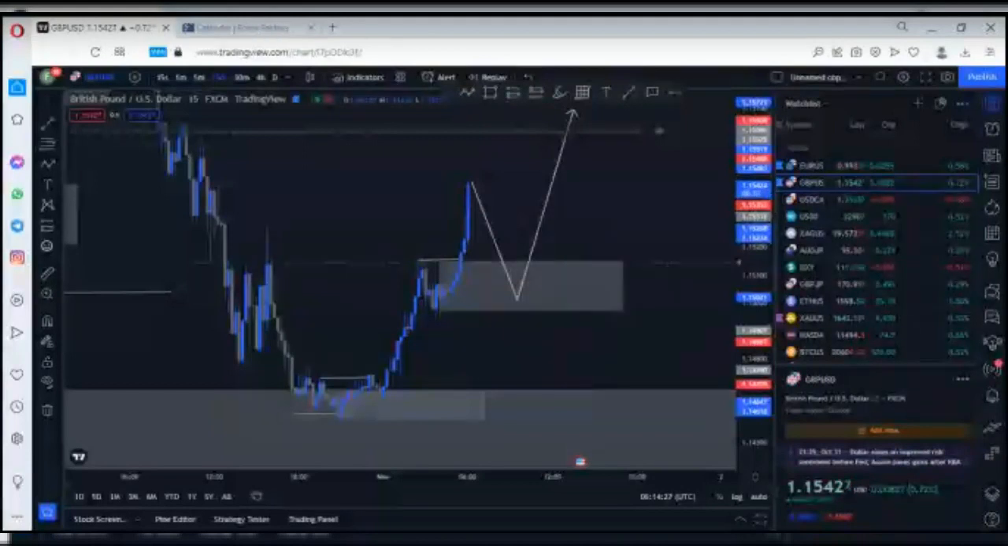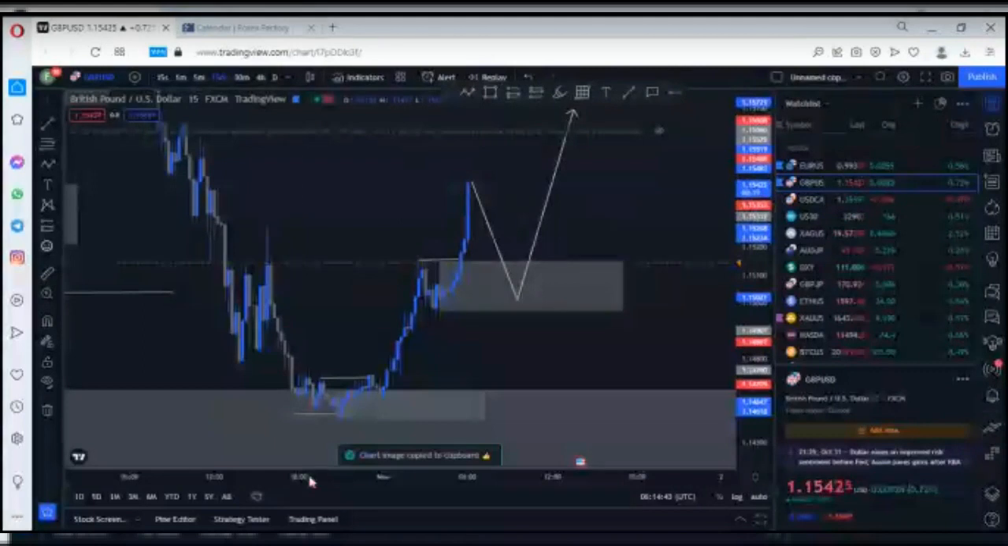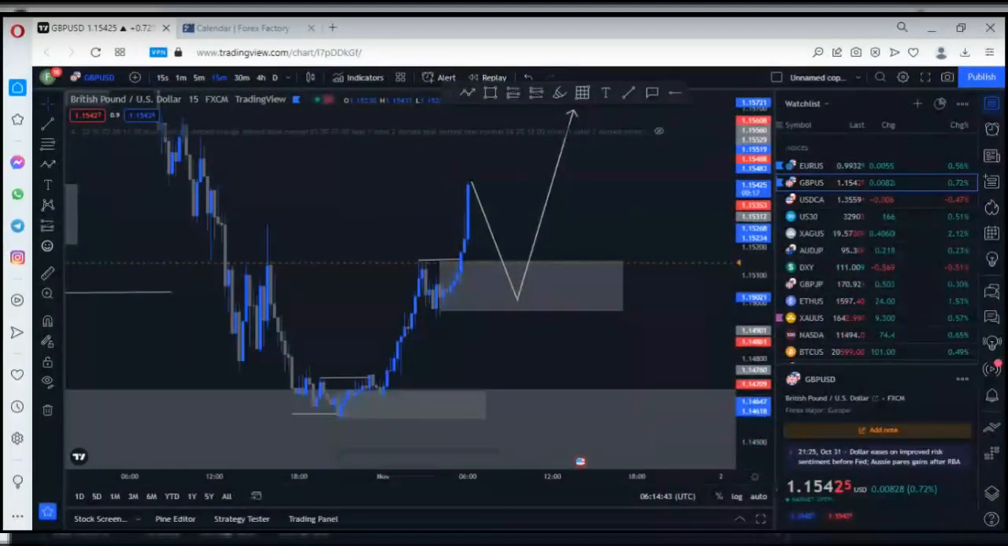So that's it for GBP USD. We're going to be checking... Oh, let me drop the chart in the group. GBP USD M15.